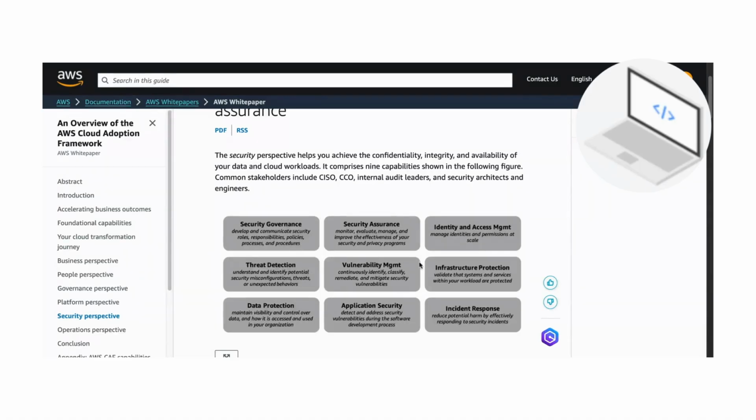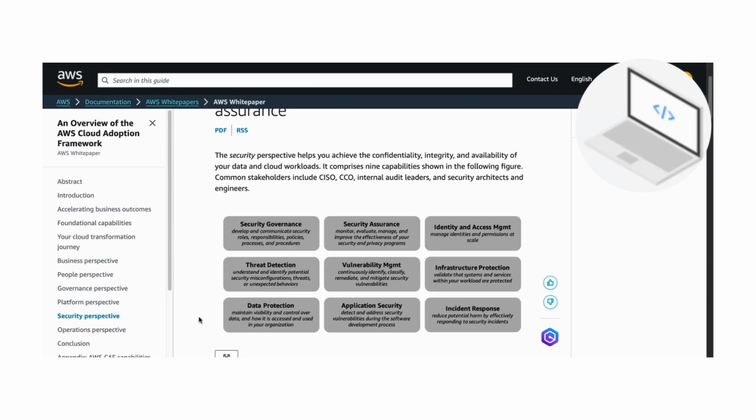Next, infrastructure protection. This capability ensures that your systems and services are protected from unauthorized access. You should leverage a defense in depth strategy by layering multiple defense mechanisms to protect your cloud environment. You can use tools like security groups, network firewalls, and VPC endpoints to control access to your resources. You should implement zero trust principles and inspect traffic at all layers to prevent malicious activity.